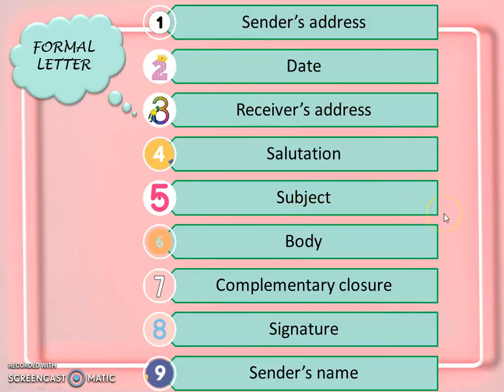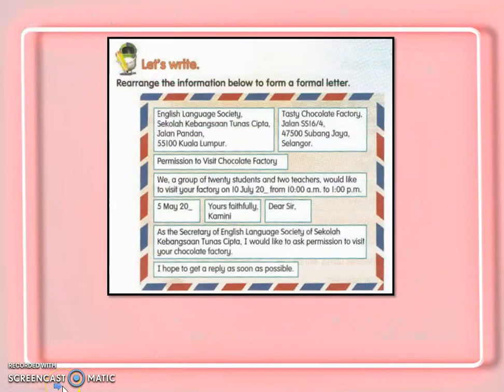And then next, you must have the subject. This is very important. The reason why you wrote the letter. Okay? And then you have the body, isi penting, complimentary closure, sign, and also your name, sender's name ataupun nama pengirim. Okay, so this is the format for a formal letter. Now, let's look at page 89.